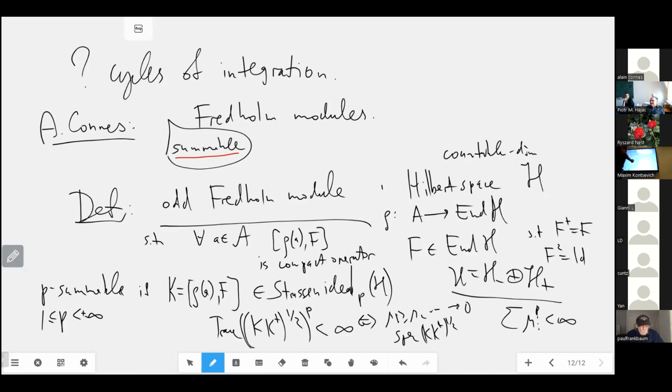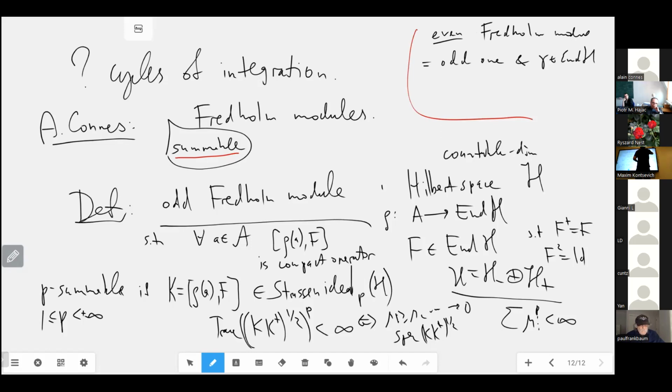Who is rho? Rho is the homomorphism. Maybe just the even Fredholm module, it's a little modification. It is the odd one, and another operator gamma, whose square is one, with the property that gamma anticommutes with F and gamma commutes with rho of a. So that's the even thing.